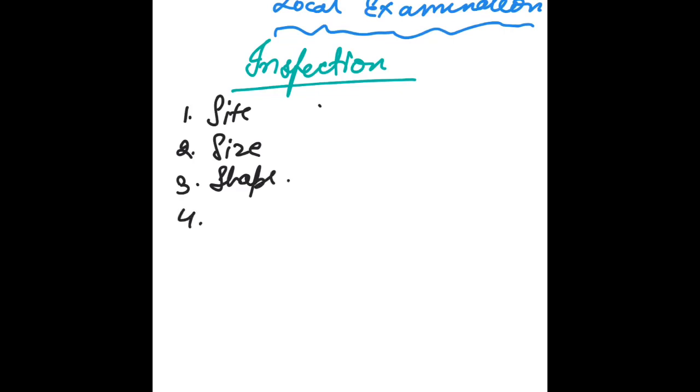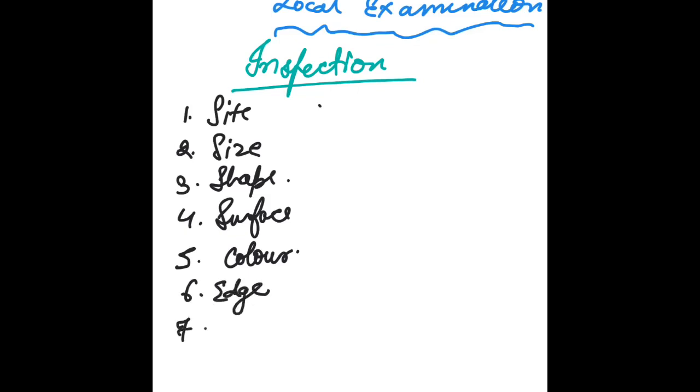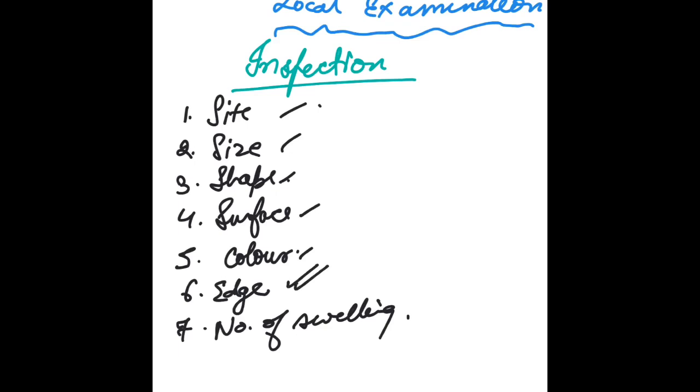and then you proceed towards the surface, the color of the skin over the swelling, edge of the swelling, and number of swellings present. So these 7 points you need to remember. These are not very tough. For everything, whether it's an ulcer or a swelling, you need to know the size, the shape and the position, and the surface and color. You can have a look at the surface of the swelling. You can comment on the edge whether it is distinct or not, and number of swellings.